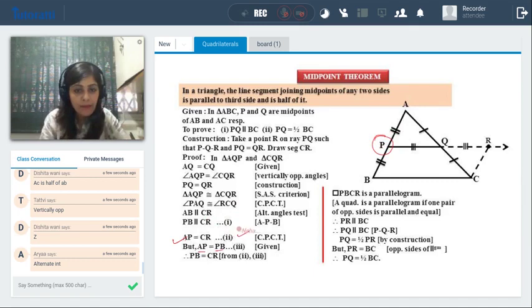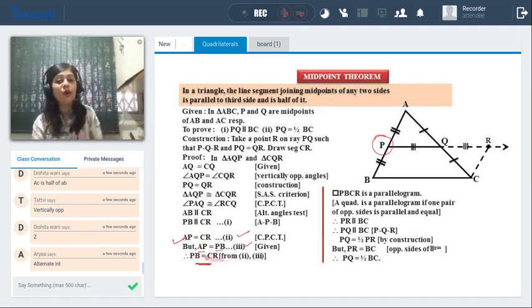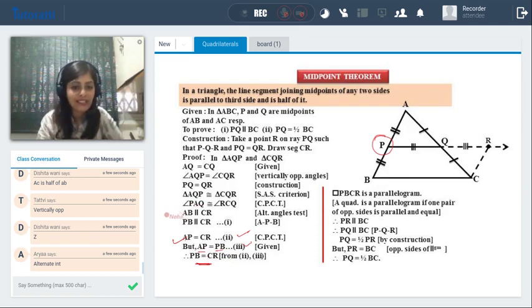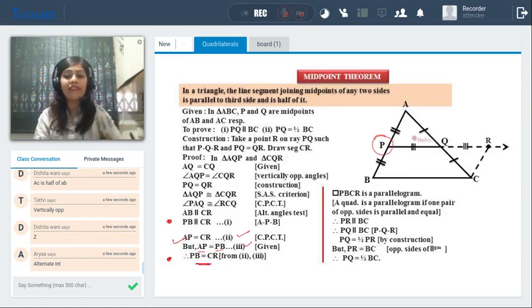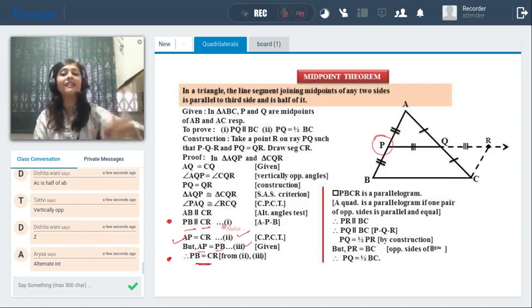Now, look at statement number 2 and statement number 3. AP equal to CR, AP equal to PB. So can I say PB is equal to CR? Yes, obviously. Now students, pay attention. Look at the steps that I'm highlighting. PB parallel to CR, PB equal to CR. What do we have? In a quadrilateral, one pair of opposite sides are parallel and equal. Therefore, PBCR becomes a parallelogram.